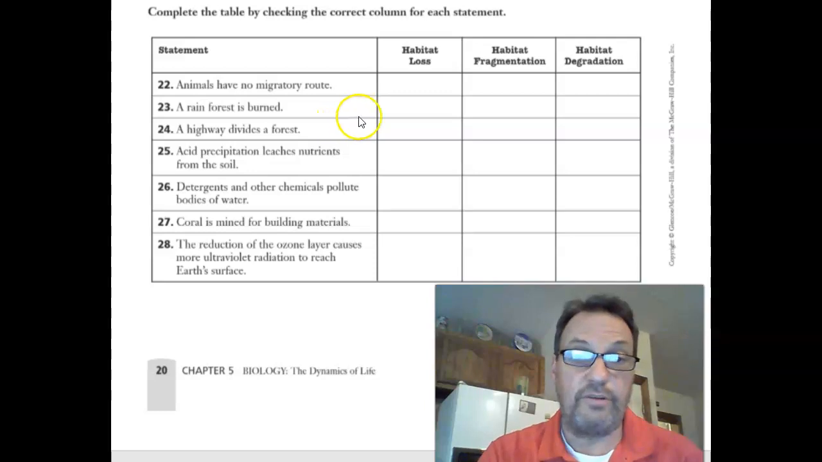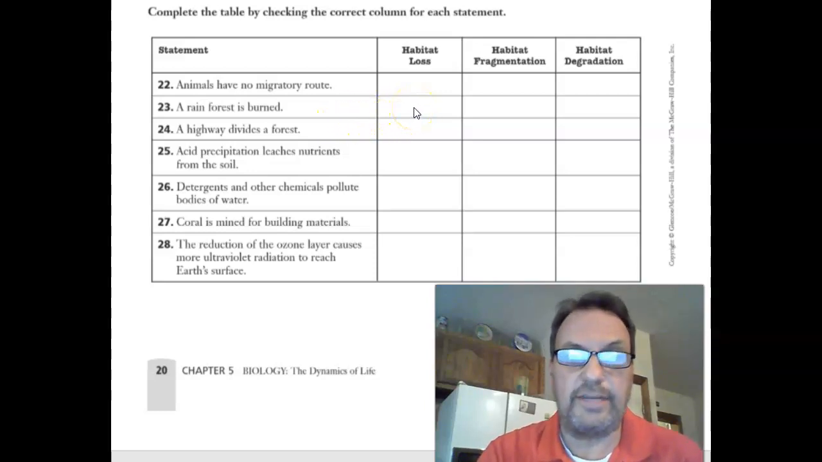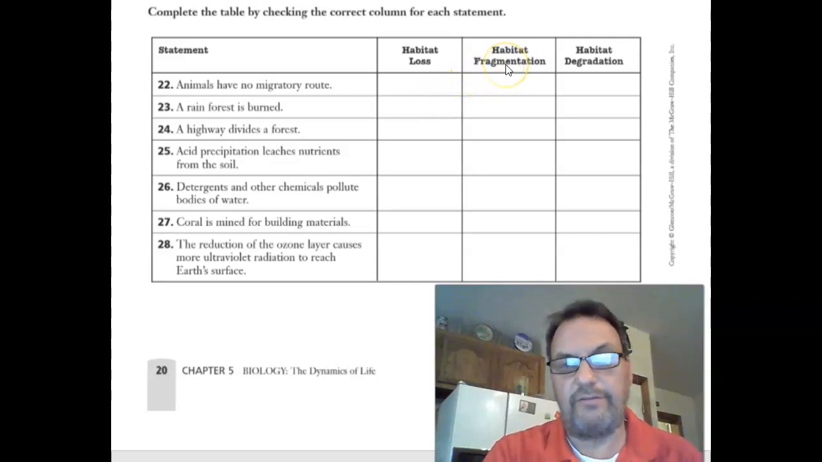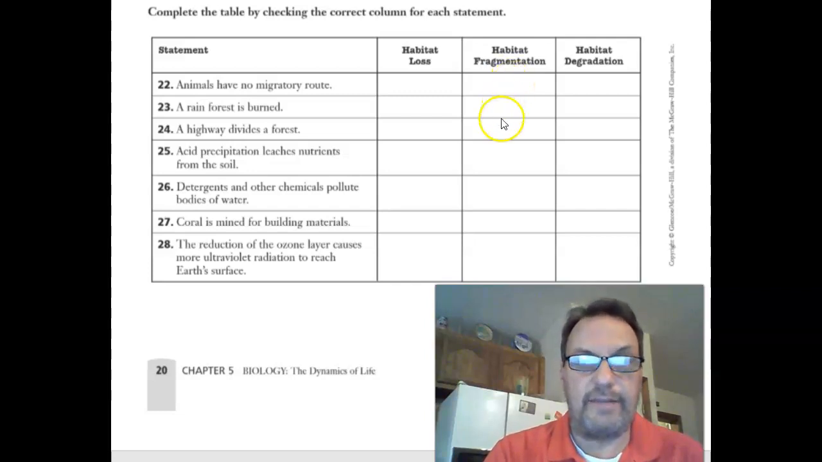If a rainforest is burned, common sense will tell us that you need to put the check mark under you've lost the habitat. That's going to be habitat loss. A highway divides a forest. Once again, it's been sectioned off into parts. If you think about parts, then you need to think about fragmentation, fragments. So that is habitat fragmentation.